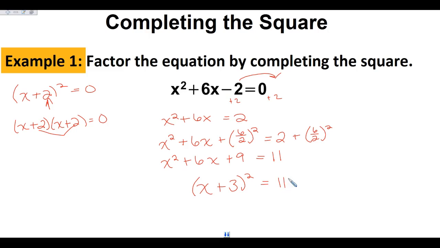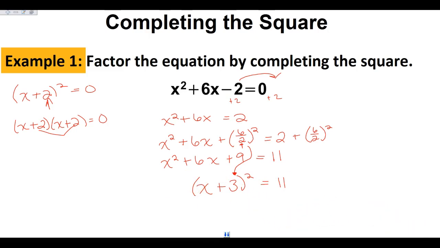So if I look at this number right here, this positive 6 divided by 2, that is the number that goes right here. Now, if I wanted to solve it, I would set each of these equal to 0 and go from there. But right now, this is really all I want to do, and this is where I want to stop, because this is the part that's going to apply to circles.